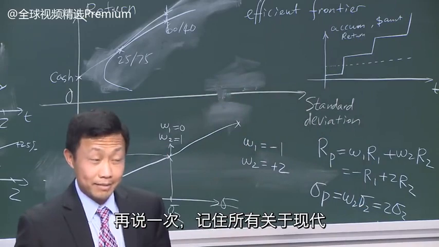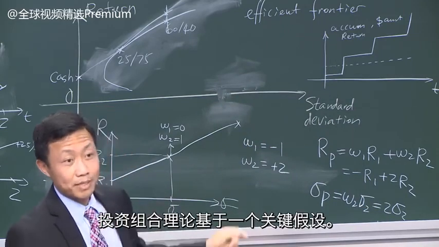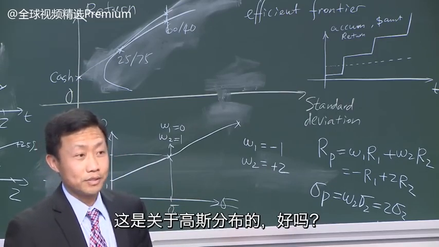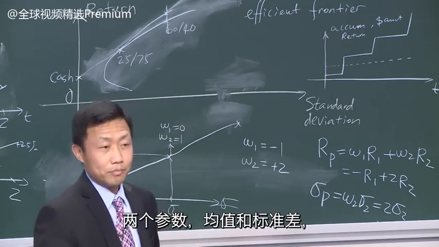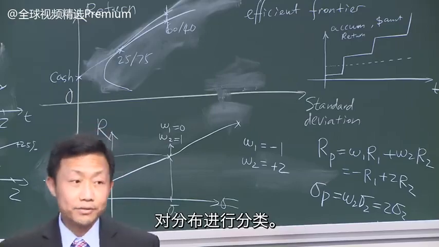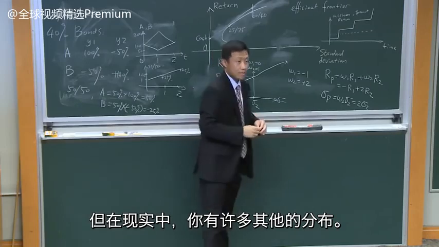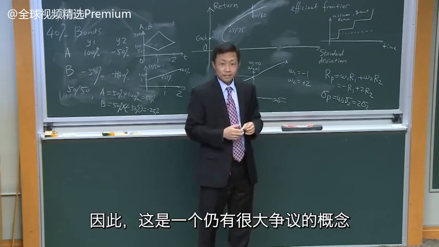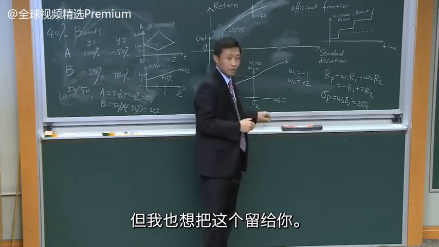And again, bear in mind, all the discussion about modern portfolio theory is based on one key assumption, which is the Gaussian distribution, the normal distribution. The two parameters, mean and standard deviation, characterize the distribution. But in reality, you have many other sets of distributions, and so it's a concept still open for a lot of discussion and debate. But I want to leave that with you as well.